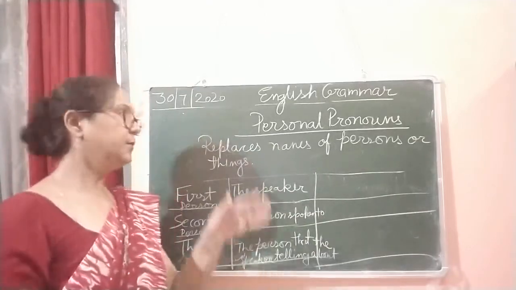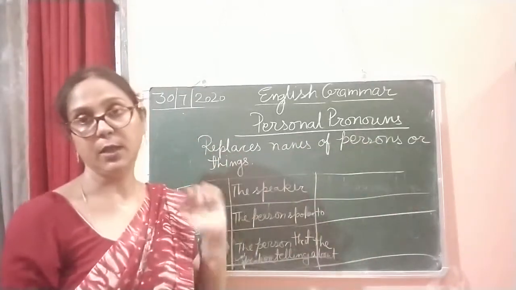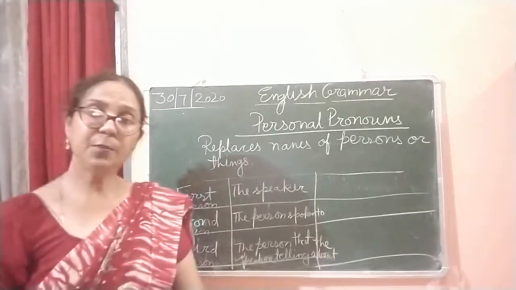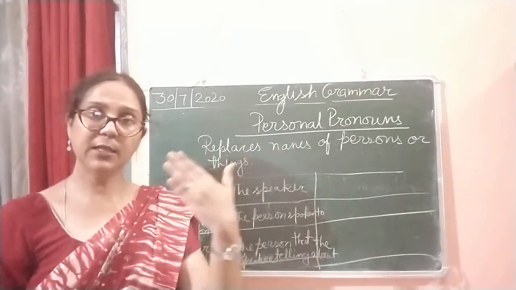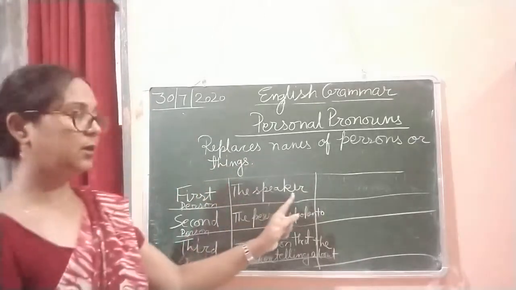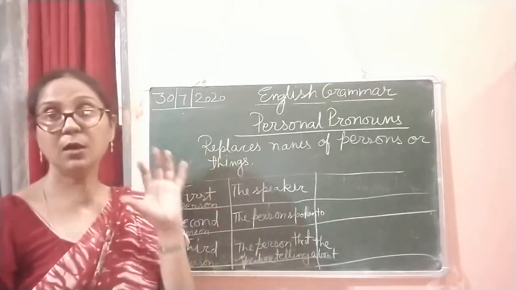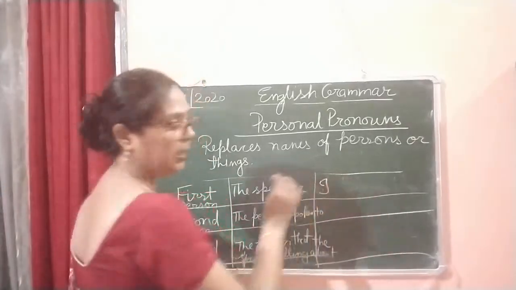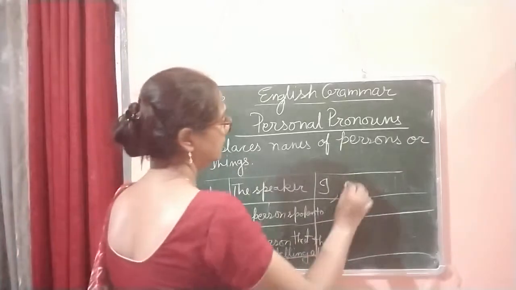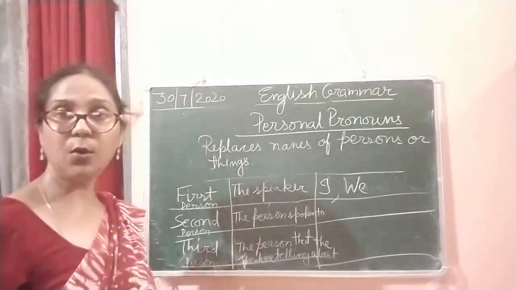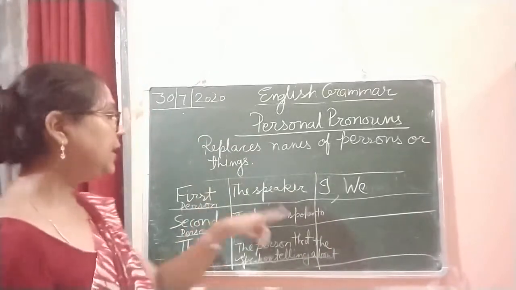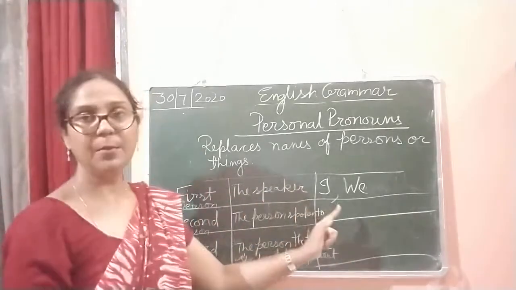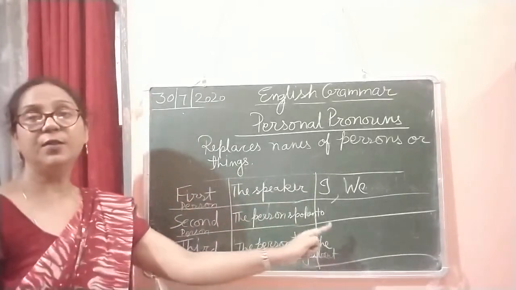Now, personal pronouns replace names of persons or things. It always replaces the person's name and the thing's name. Now, personal pronouns have 3 forms, or you can say 3 types. First is first person. It means the speaker. The speaker of the sentence is called first person. Suppose I am a teacher, we are students. If I am speaking something, I am the speaker of the sentence. So always remember, first person is the speaker of the sentence.